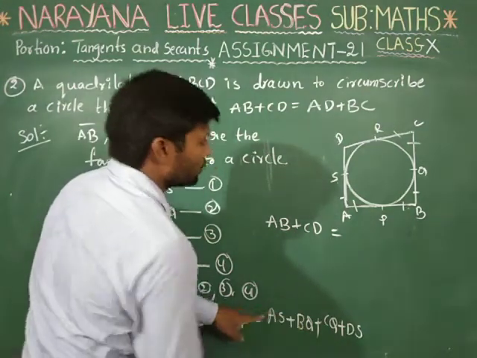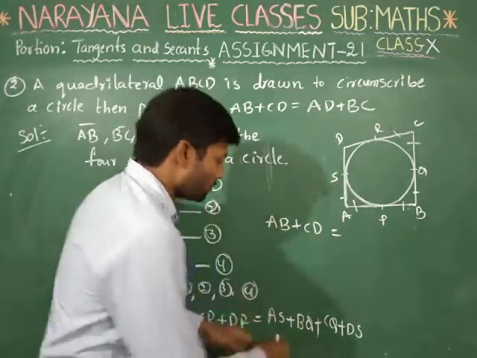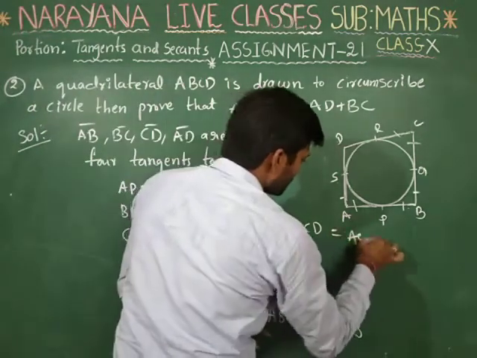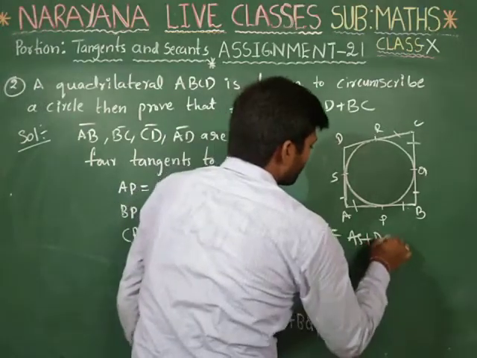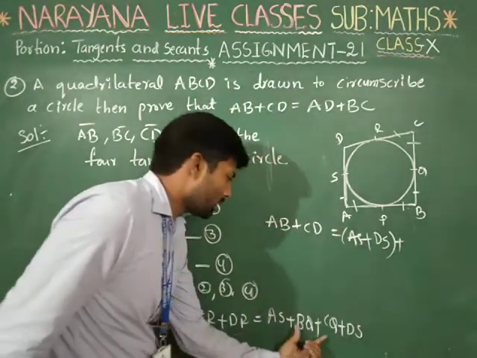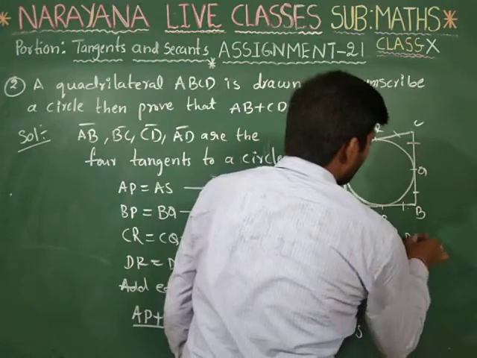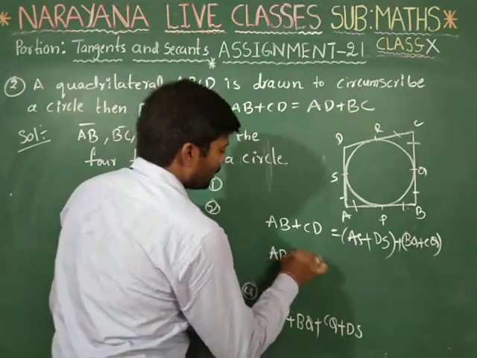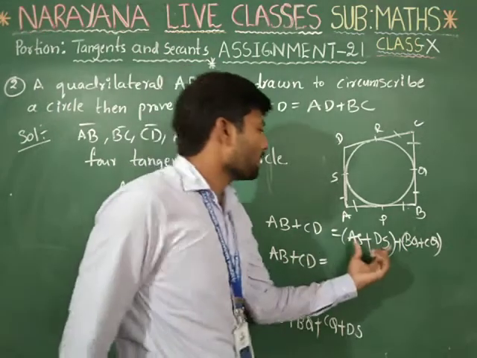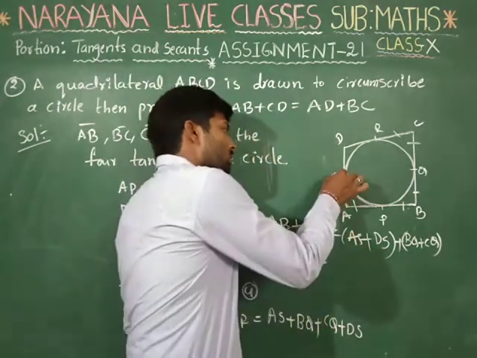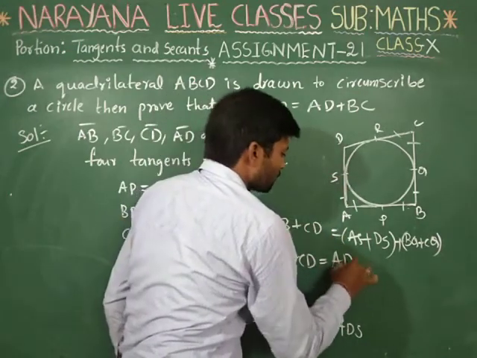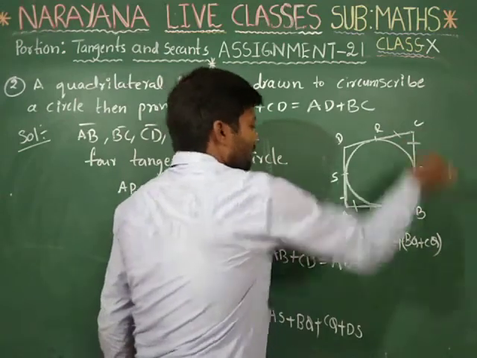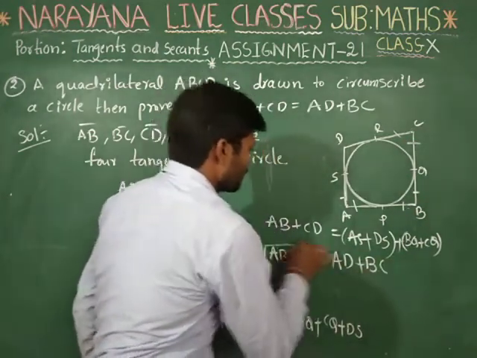We have AS plus BQ. We have to rearrange this to get the rest: AS plus DS is one group, next we can write BQ plus CQ, which is another group. So AB plus CD is equal to AS plus DS, which can be written as AD, plus BQ plus CQ, which can be written as BC. So likewise we can prove this statement.